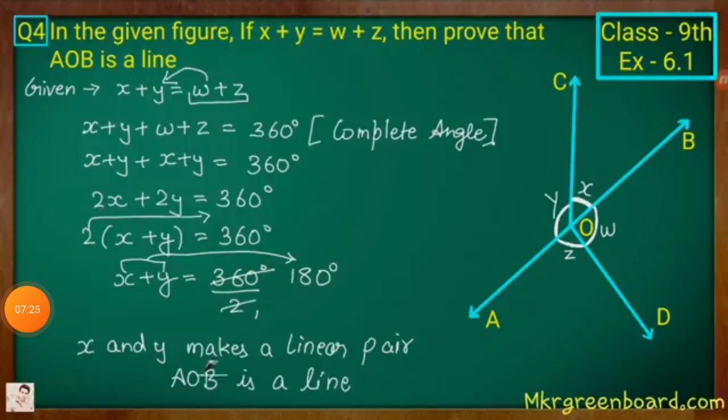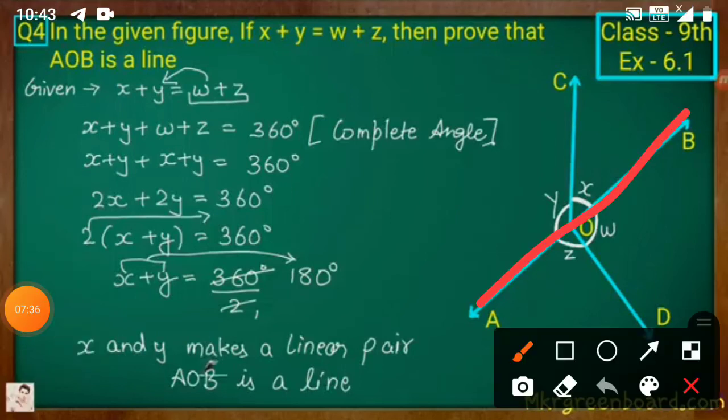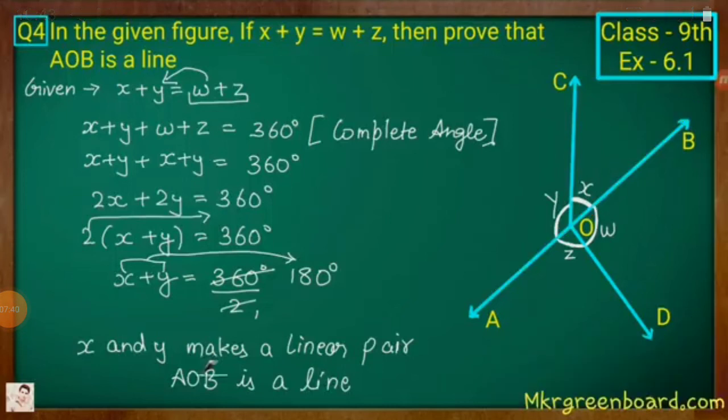Therefore, x and y make a linear pair. AOB is a line. Line means that is, this is a line. AOB is a line. Okay children. This is 3 and 4. Thank you.